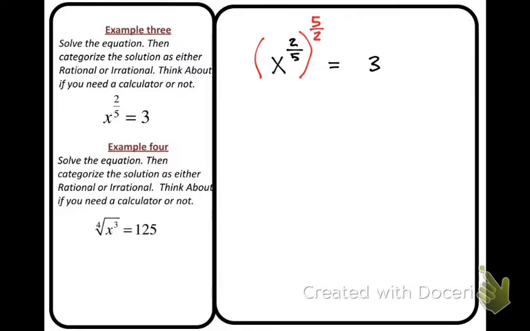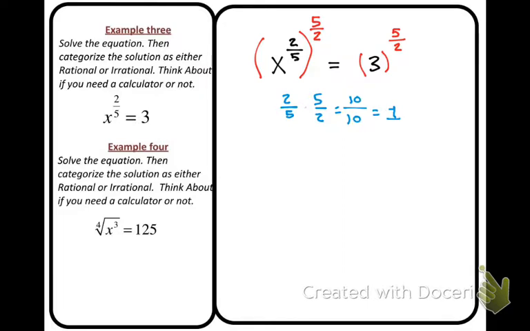And remember the algebraic rule, what you do to one side, you have to do to the other. So if we raise the left side to the 5/2 power, we've got to raise the right side to the 5/2 as well. Now remember the rule: when we have an exponent raised to an exponent, we multiply them. So we take that 2/5 and multiply it by 5/2, which simplifies to 10/10, which is 1.